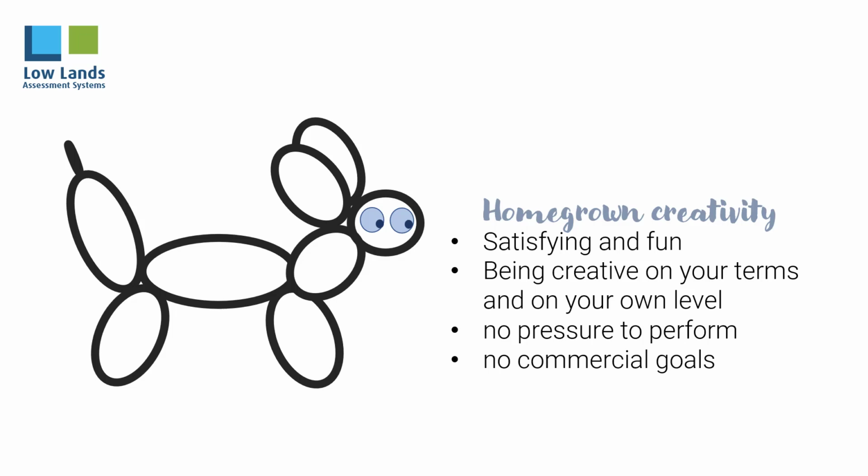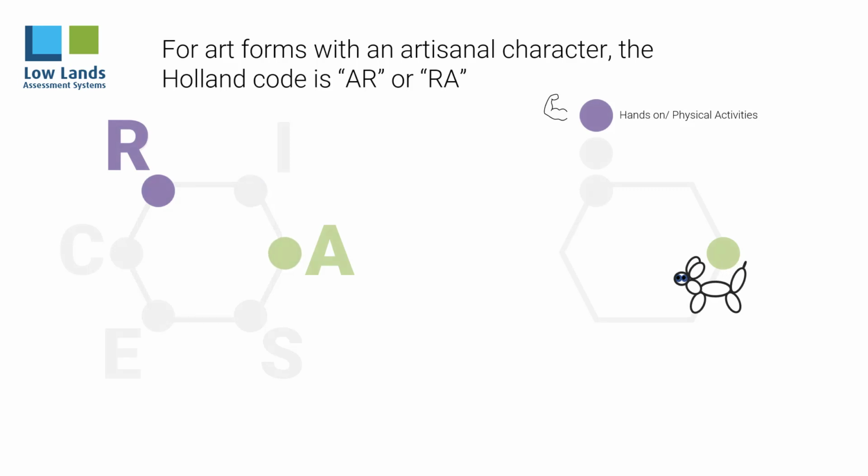Talking about goals, we're getting towards the end of this tutorial. We've looked at art as an end in itself. We've looked at professional and non-professional forms of creativity. And now we would like to conclude with 2 points of attention. The first one has to do with the realistic domain. Be aware that for creative activities with a strong artisanal character, so for instance pottery, basket weaving or felting, the Holland Code will be AR or RA due to the hands-on nature of these activities. To physically create something, you need some strength, and you, your hands and your workplace will get messy. These are things that are linked to the realistic domain.